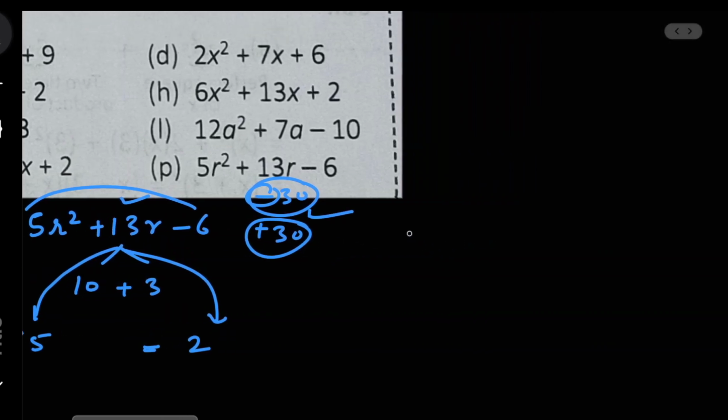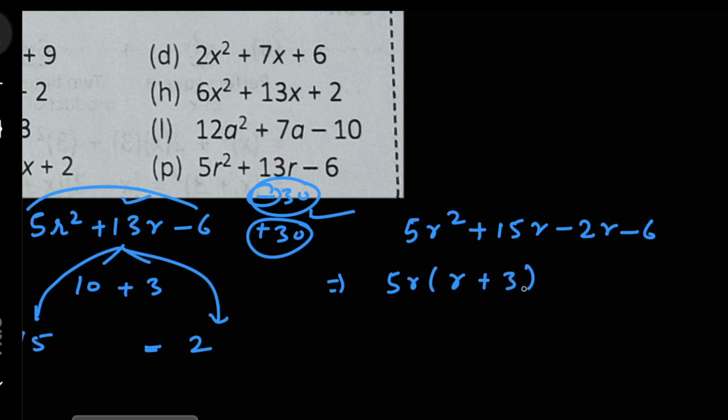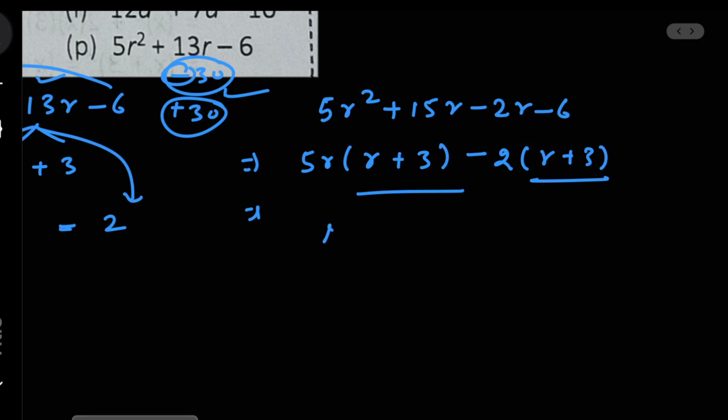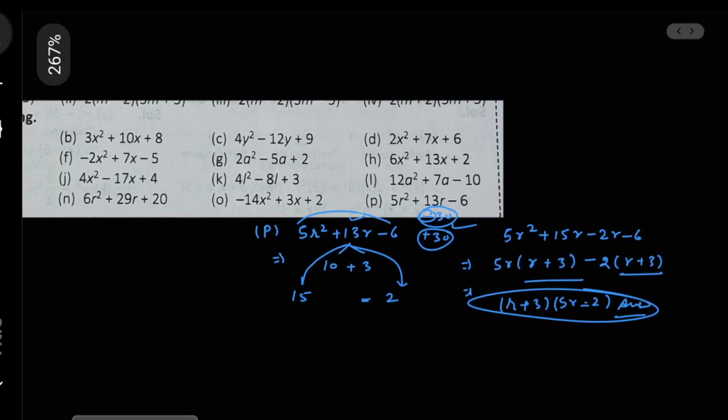So we can write like this: 5r square plus 15r minus 2r minus 6. Taking 5r as a common, r plus 3, minus 2 as a common, r plus 3. So we will have r plus 3 here. Take it as a common, r plus 3 and 5r minus 2, and this is our answer. So in this way we have finished all the questions.